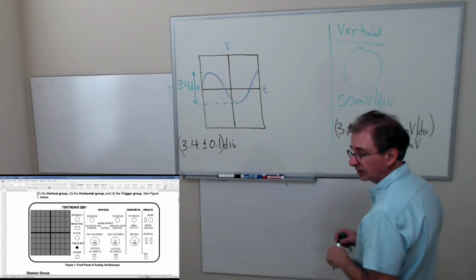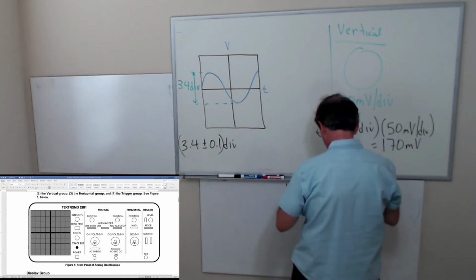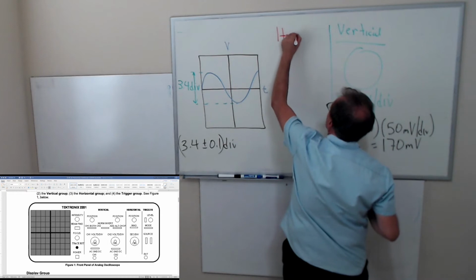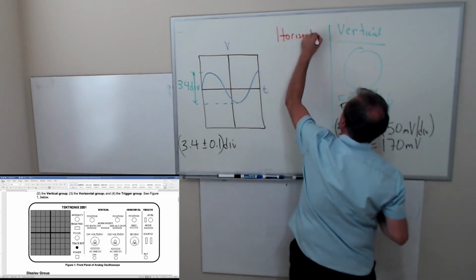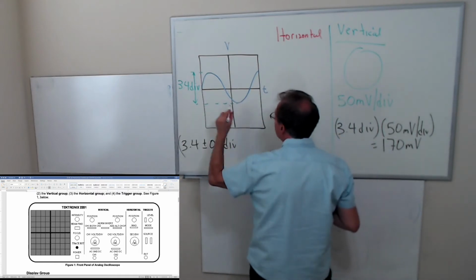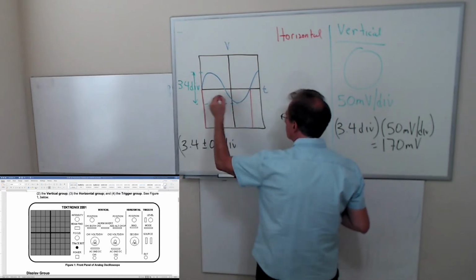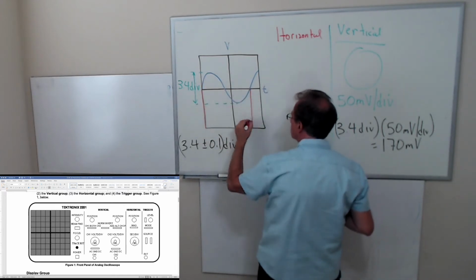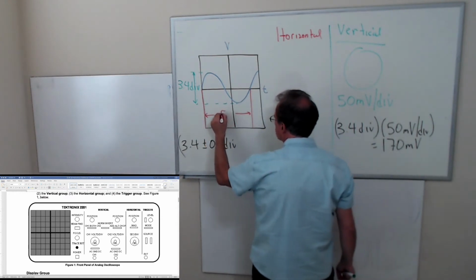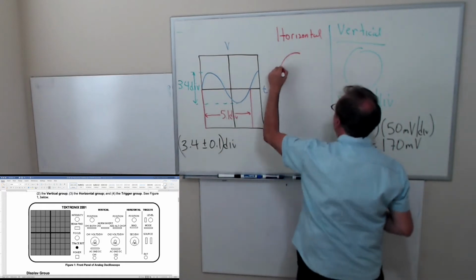Now, what about the horizontal? What I want to do is measure the period of this signal. So I measure the time it takes to go from 0 to 0 to sweep across. I want to see when this thing repeats itself. Let's say this is 5.1 divisions. There's a knob here for the time scale.